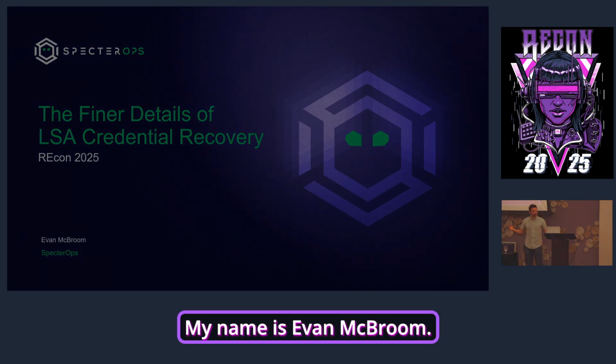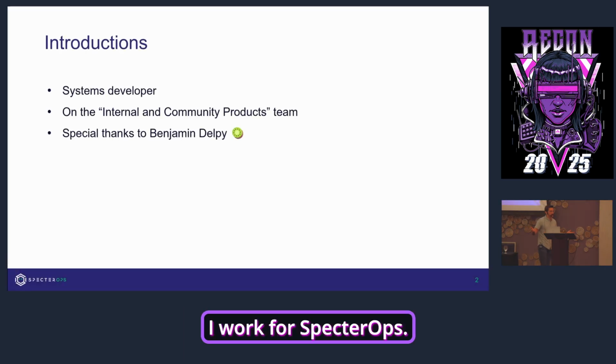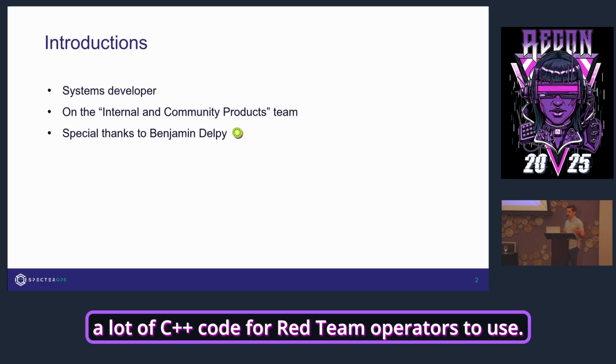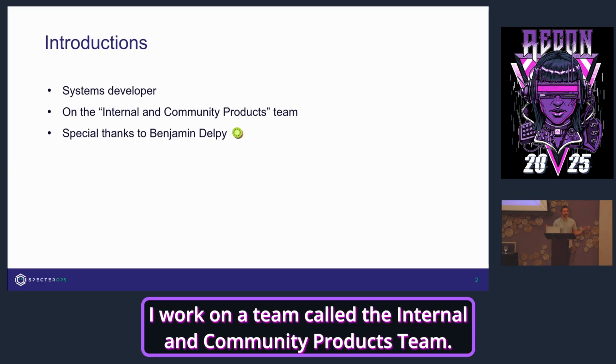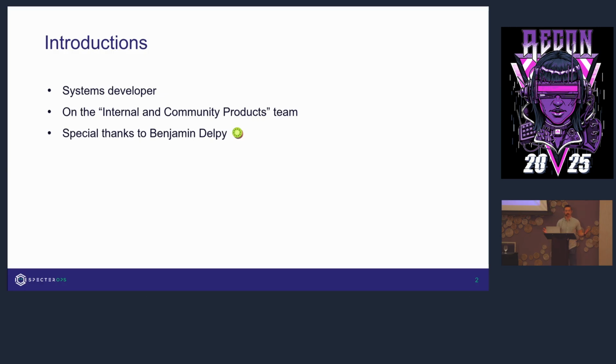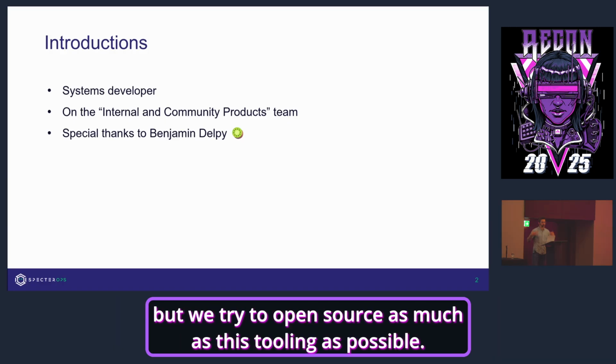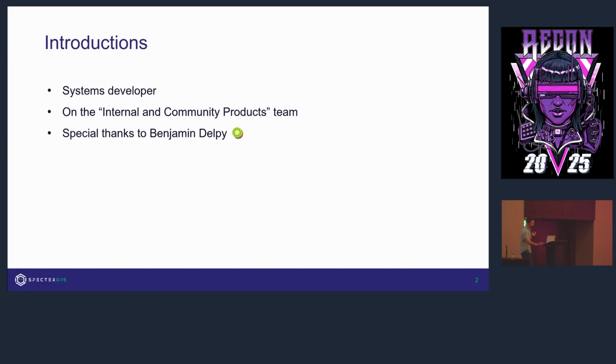My name is Evan McBroom. I work for Spectre Ops. I'm a systems developer. What that means in my daily job is I write a lot of Windows code, a lot of C++ code for red team operators to use. I work on a team called the Internal and Community Products team. What that means is I write red team tools that we use both internally, but we try to open source as much of this tooling as possible.